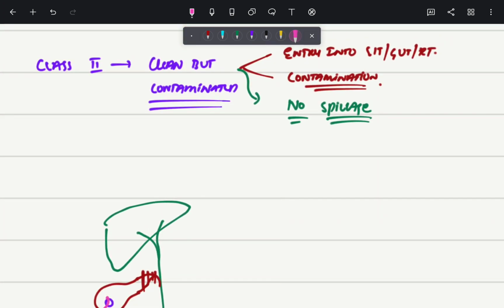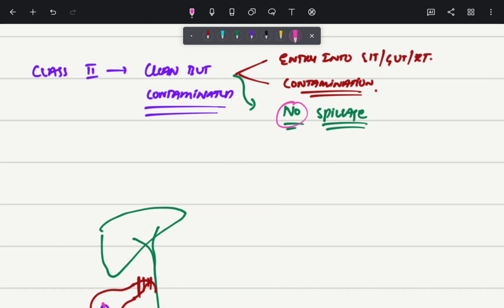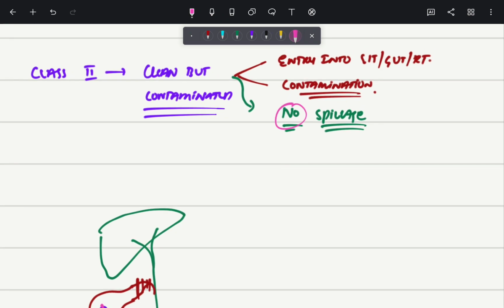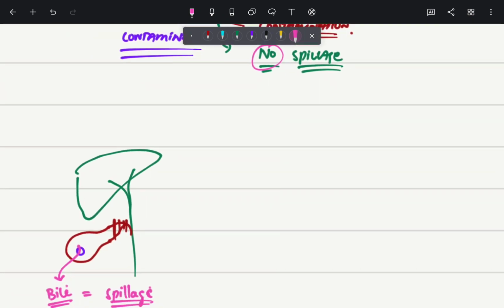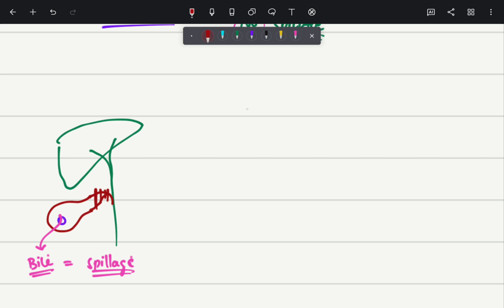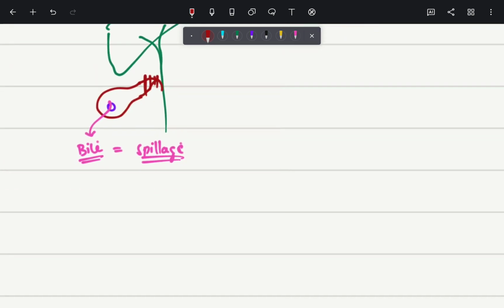As you can see here, in class 2 wounds there is no spillage, but we are going to enter into the gastrointestinal tract, hence there is contamination. It means some of the bacteria can enter into the circulation. Okay, now what is the risk of getting surgical site infection in these people? It is nearly 2 to 9% in class 2 wounds.